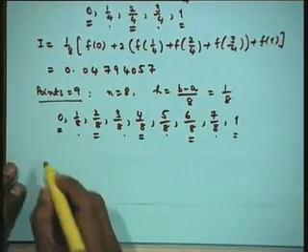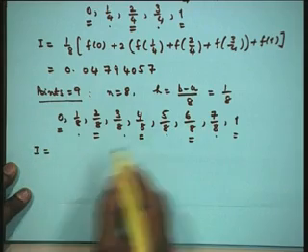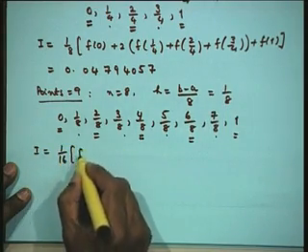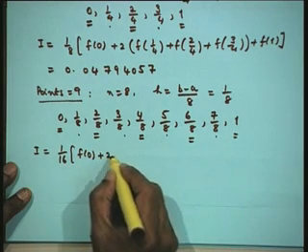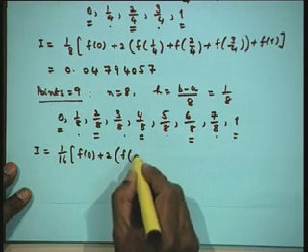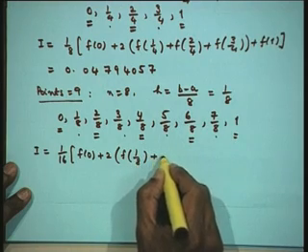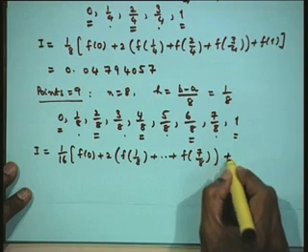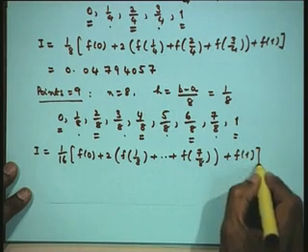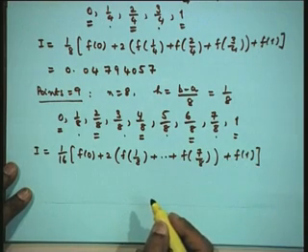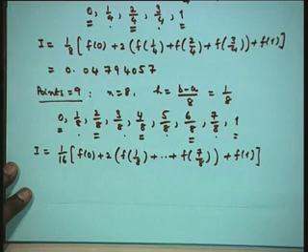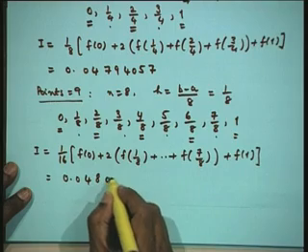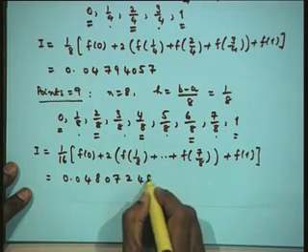Therefore, I will have the value of the integral equal to h upon 2, h is 1 by 8, therefore 1 upon 16. I will have f of 0, 2 times f of 1 by 8 and so on up to f of 7 by 8, plus f of 1. And this value is 0.04807248.